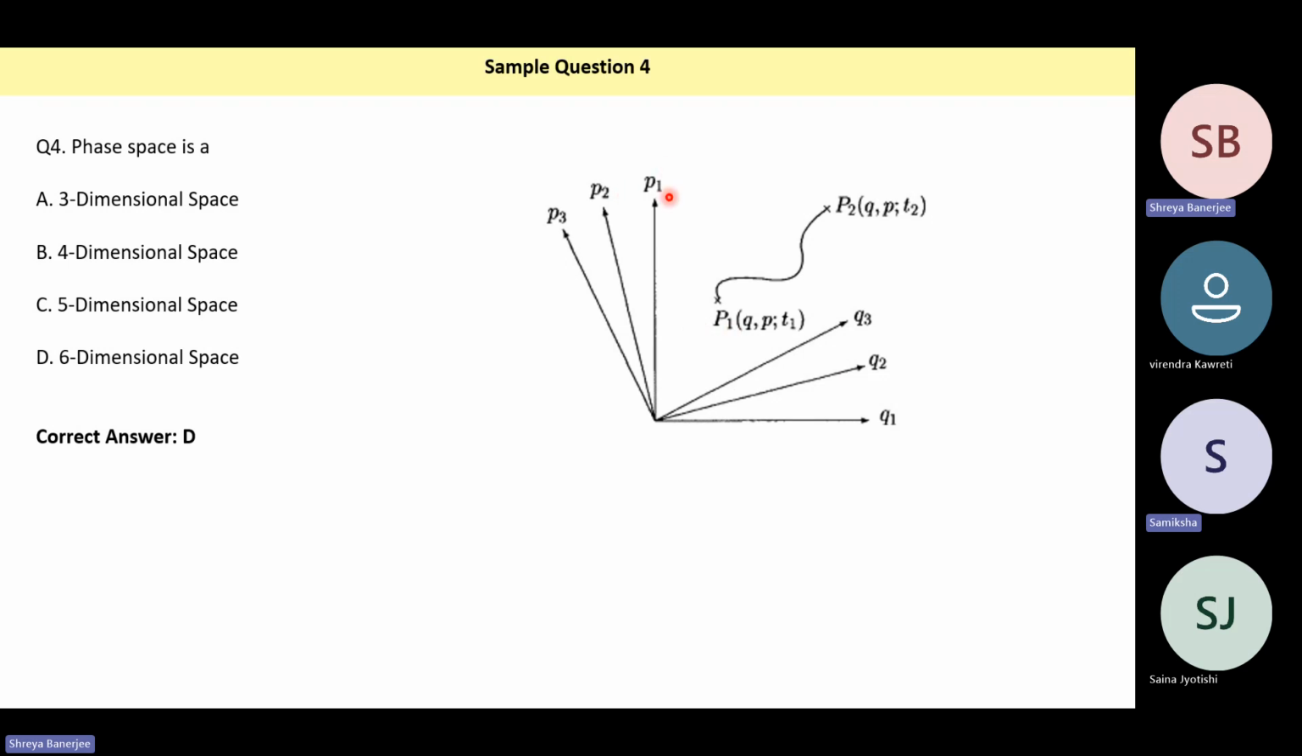Yes, maybe. I am not sure, I'm just guessing. It was written that it is 6-dimensional space because there are 3 positions and 3 momentums. So I guess because it is a vector quantity, it is being defined like that. Yes, you're correct.